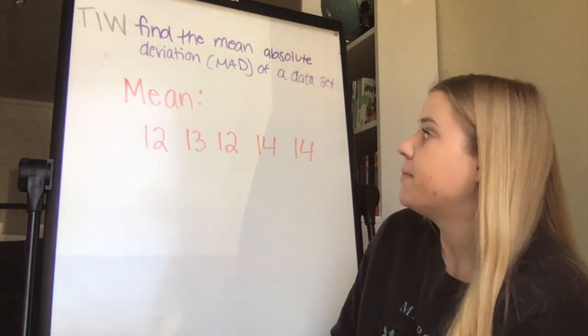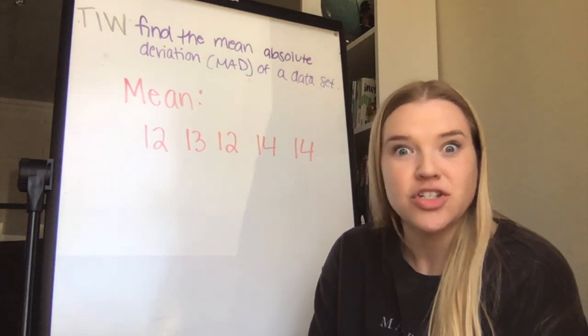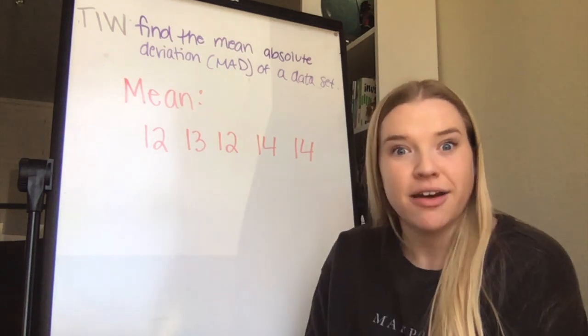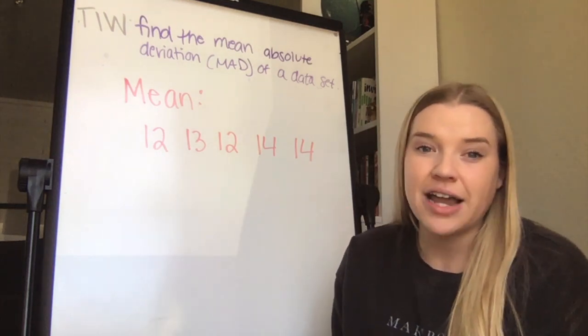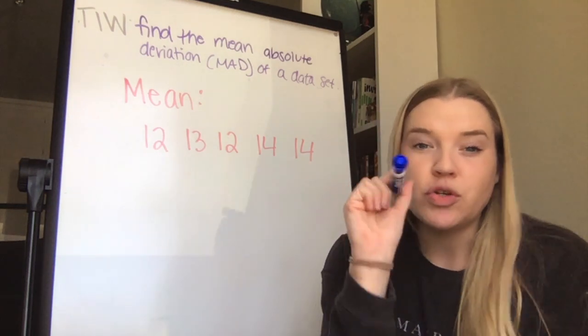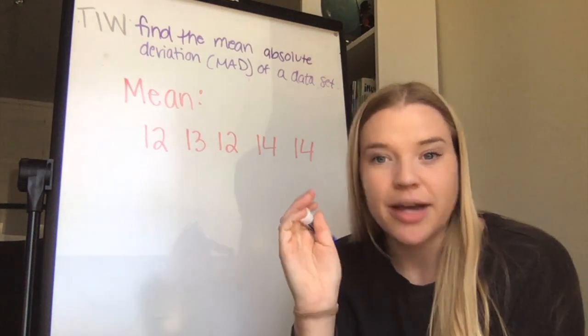So my first step in solving MAD is finding the mean of my data set. In order to find mean, remember I add up all my numbers and divide by how many numbers there are. I want you to pause and find the mean of this data set. Come back when you have it.